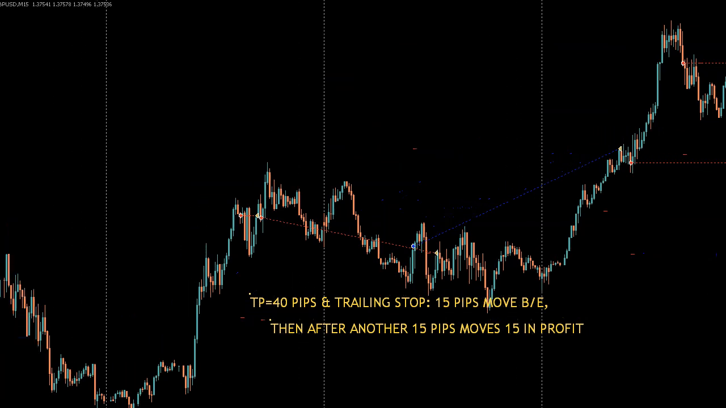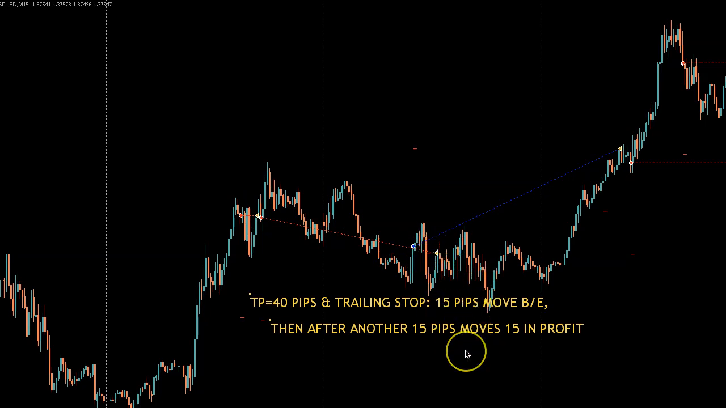In here, it moved 15 pips, and it moved me to break even. Of course, my take profit was 40, and it never reached 40, so it stopped me out. Then in here, it moved 15 pips, actually a total of 30, and then it stopped me out at 15 pips in profit, right?